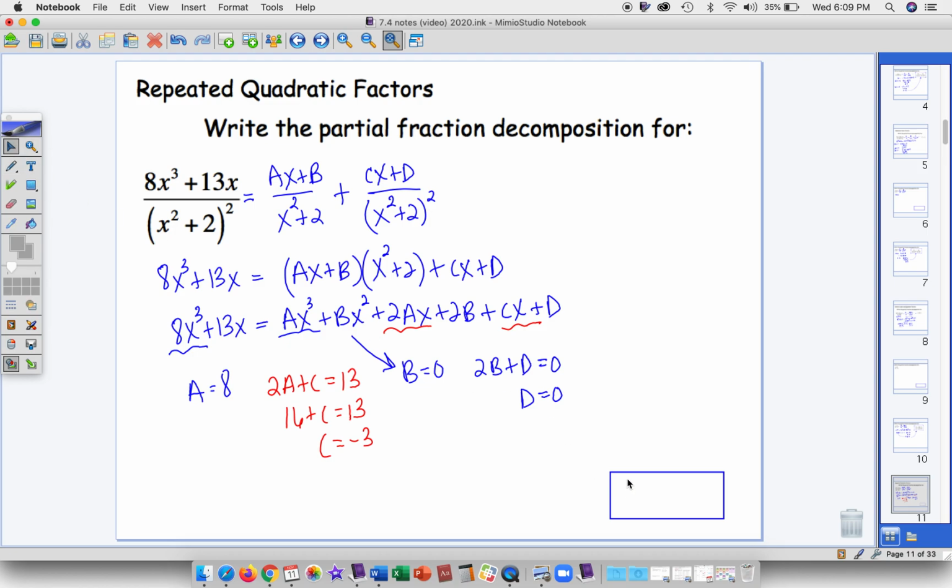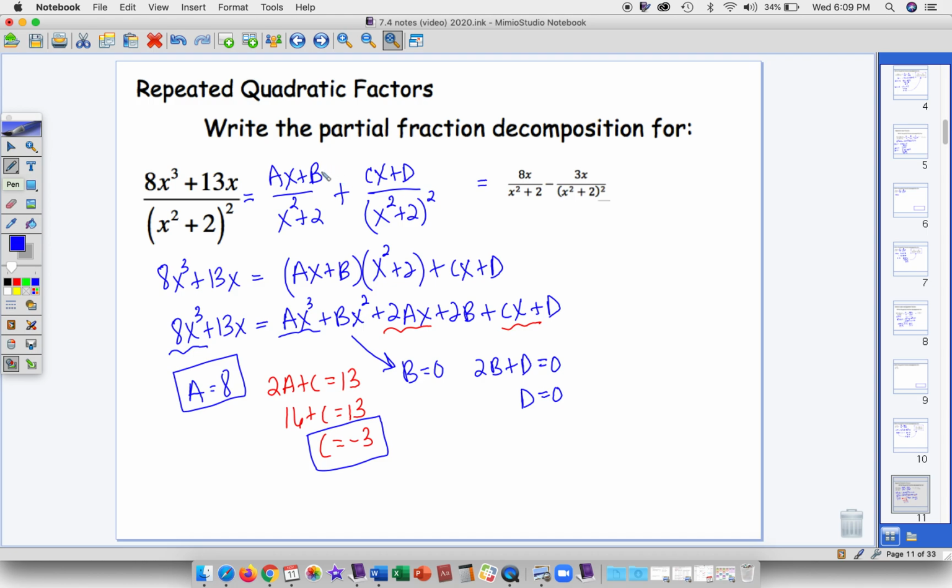So my final answer, okay, I have the value of a and the value of c. So as I had said before, anything that you don't need will end up equaling 0 and drop out. So we didn't need the b, so it's just 8x. And we didn't need the d, so it's minus 3x.